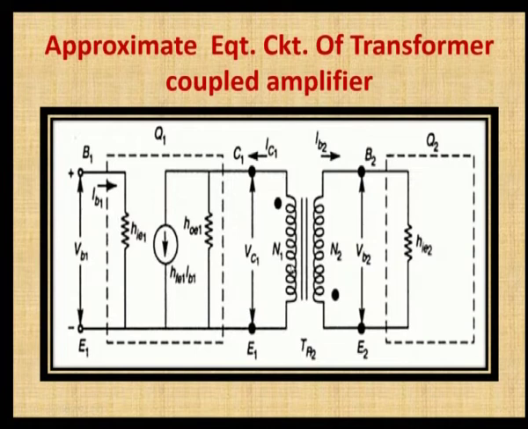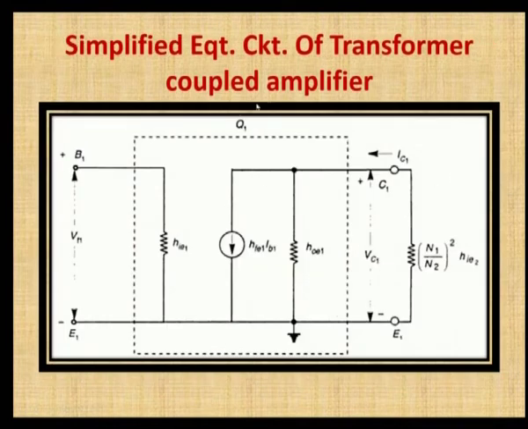This is the transformer which couples the output of the first stage Q1 to the input of the next stage Q2, and this terminal is the base terminal, this is the collector terminal, and this is the common emitter terminal. Similarly for the Q2 transistor also, base 2, emitter 2, and the collector, which we have not considered here. This is the simplified circuit of the transformer coupled amplifier.